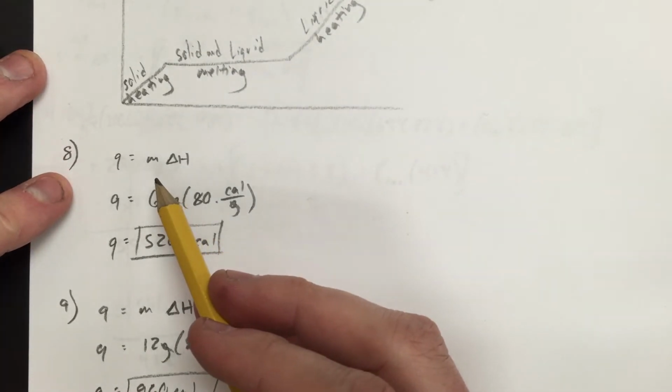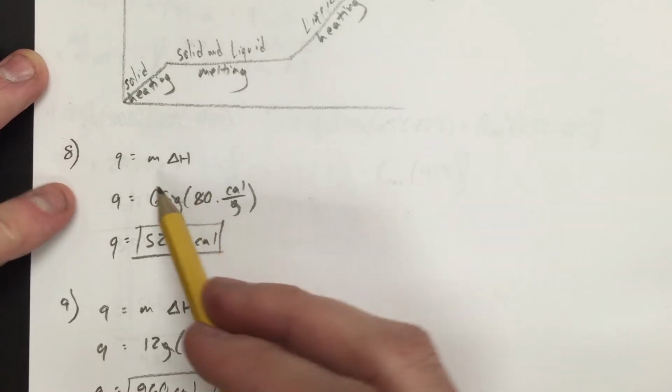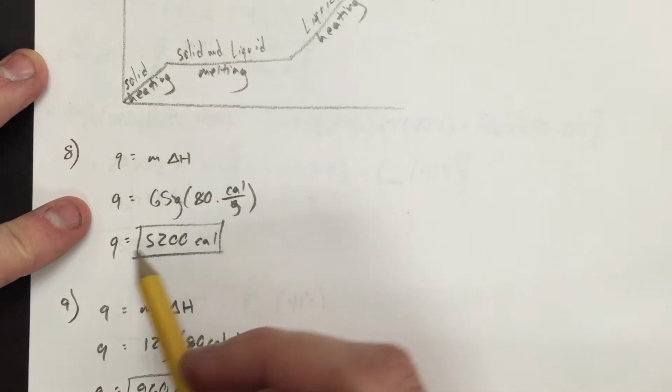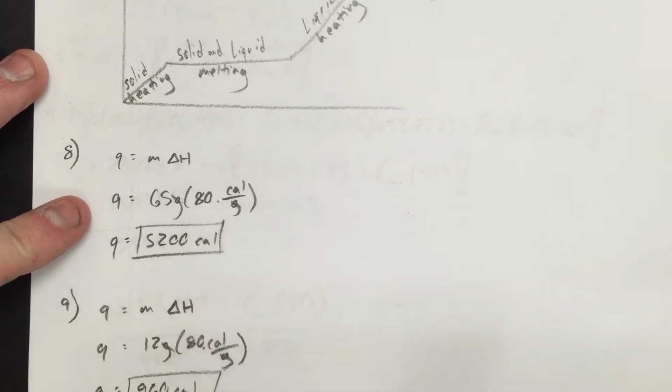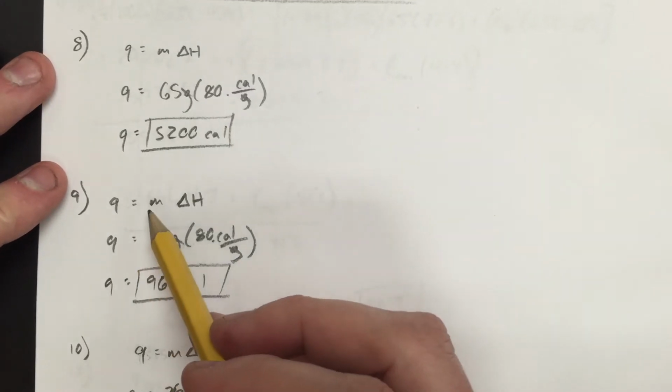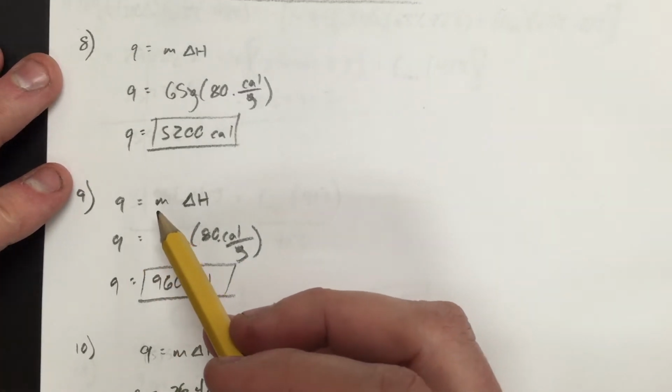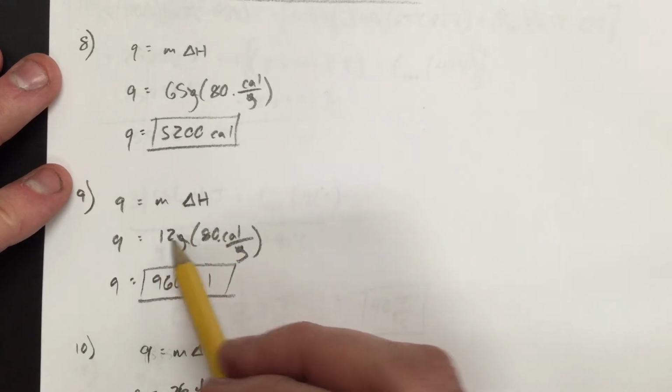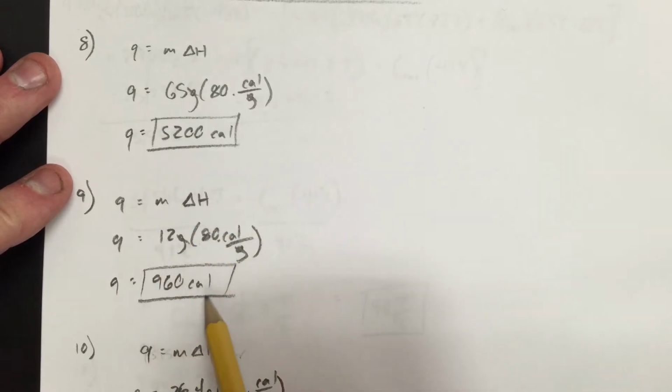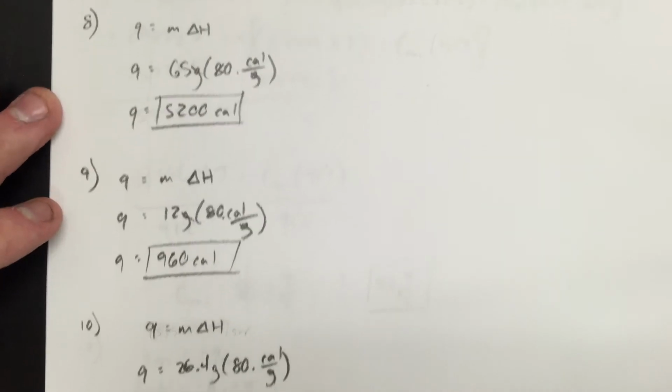for this one, how many calories of energy are required to melt 65 grams of water? So we got 65 grams times 80 calories per gram, so we got 5,200. Right, so that's 2 sig figs. 9, same thing, how many joules of energy are released as 12 grams of water freezes? So this time we got 12 grams and 80 calories per gram. So we got 960 calories.